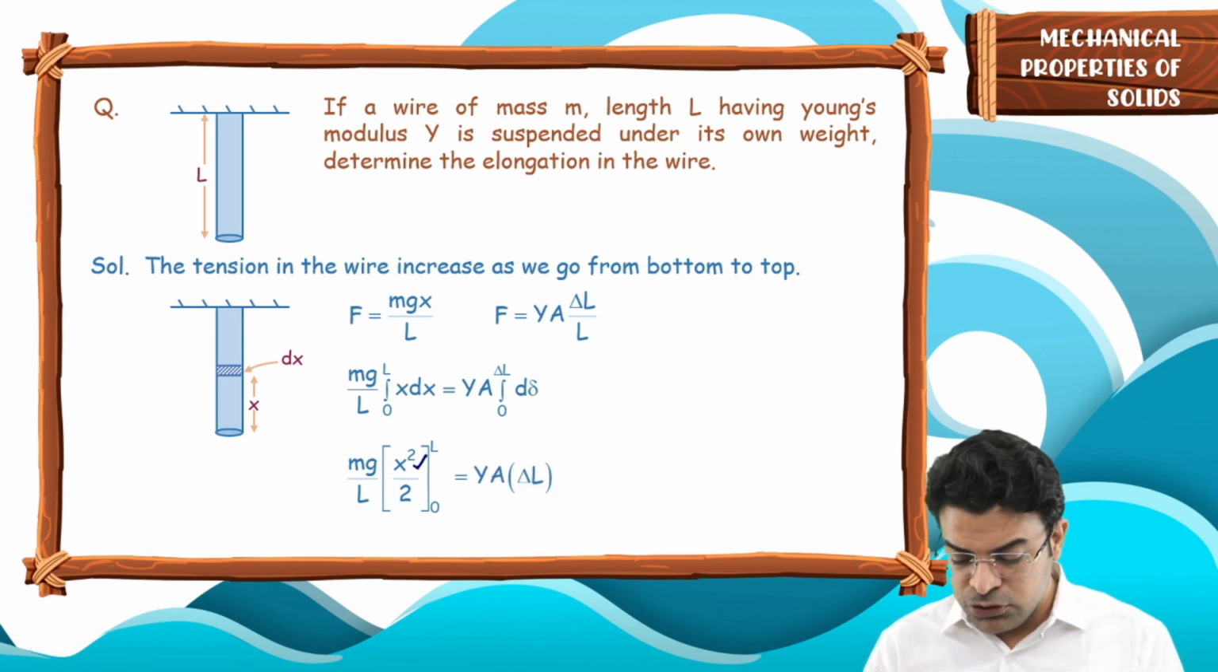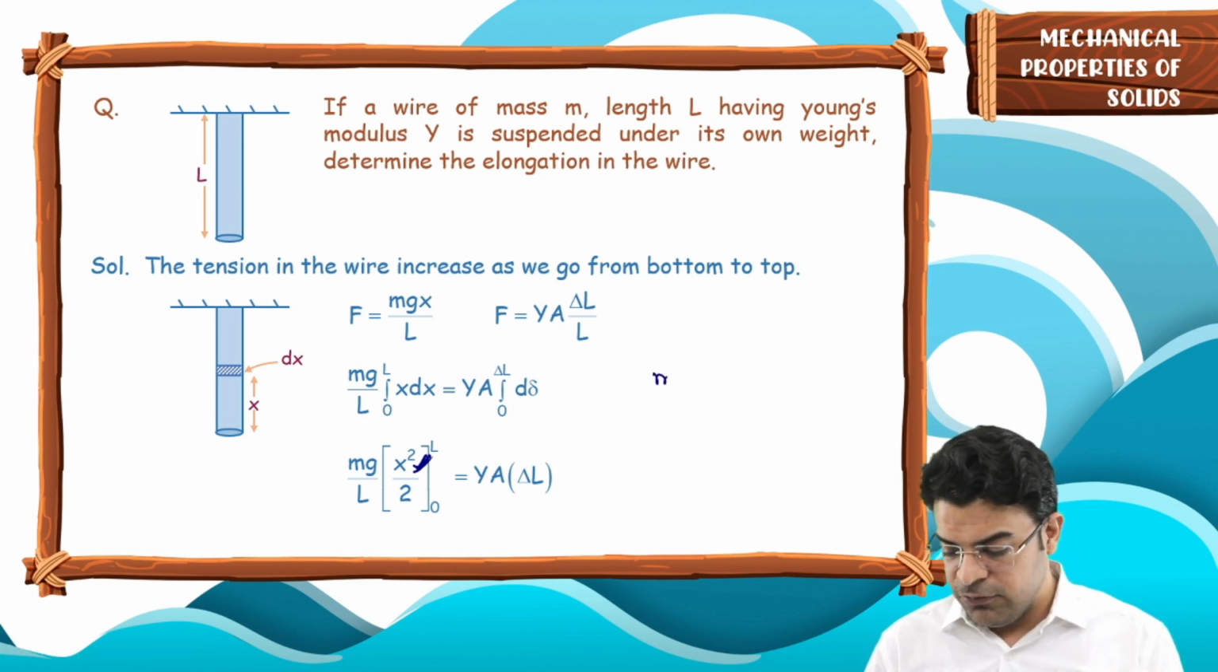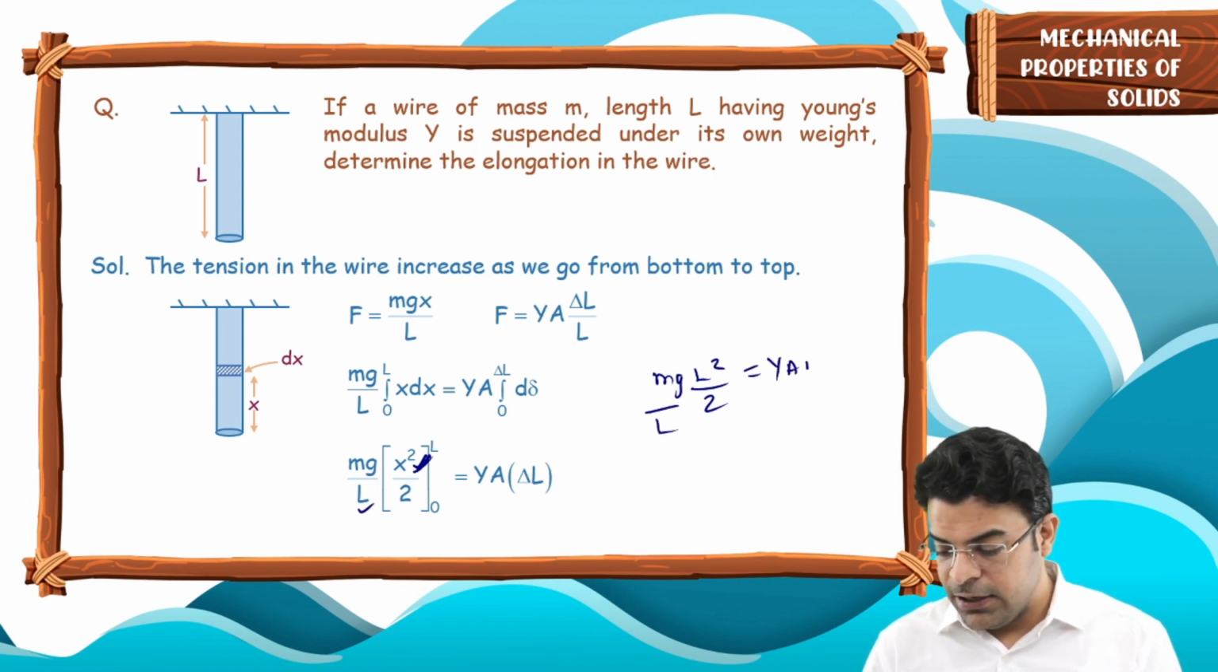Now, once you substitute the limit here from 0 to L, on the left hand side you will be left with mg L square by 2, and there is one L in the denominator already, equals YA delta L.